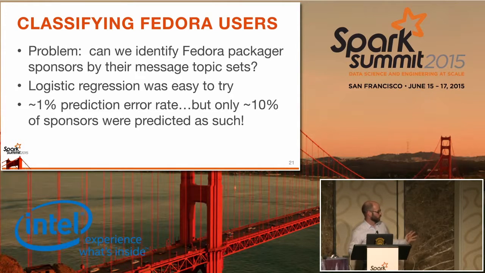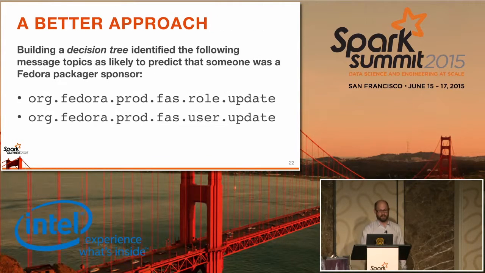This is something you see in these problems pretty frequently. So we had a really low true positive rate with logistic regression, which was sort of a bummer. But building a decision tree worked a lot better than logistic regression because it teased out the interdependent features. Topic sets aren't really independent variables. And it identified on the leaves of the decision tree that these message topics were likely to predict that someone was a Fedora packager sponsor.